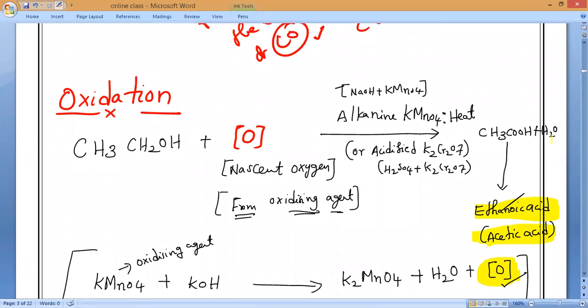Along with that, it will produce one more product. What is the product? Water. Understand? So that is the reaction. All of you should remember, by oxidation reaction, ethyl alcohol can be converted into ethanoic acid. That is what I want to teach.